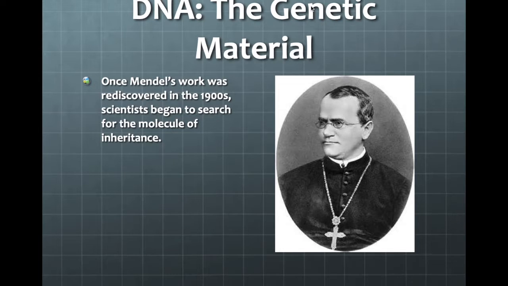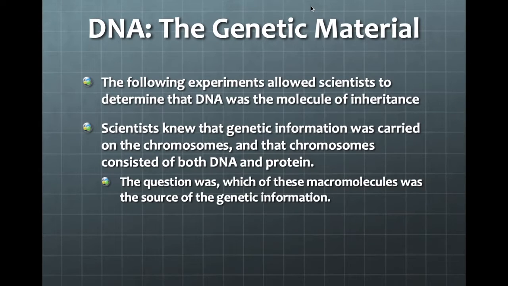If we remember Gregor Mendel from 7th grade, and what he did in the 1800s with the pea plants, looking at how traits are passed down to offspring in fractions or percentages due to homozygous and heterozygous, we didn't have the know-how to solve for what the molecule of inheritance was. So that's what we're going to be talking about with these first three scientists, or these first three experiments. The following experiments allowed scientists to determine that DNA was the molecule of inheritance.